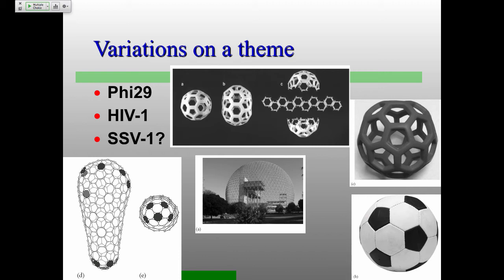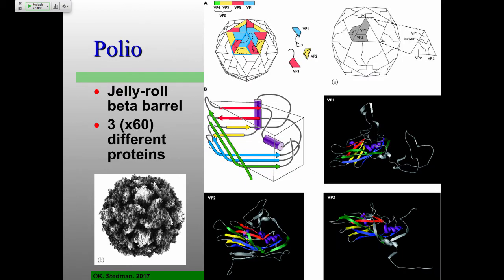I also used to ask people to go and find images of these kinds of icosahedra, and so people would find something like this, or they found Epcot Center. If anyone's interested, go and look at Epcot Center, tell me what the T number is. Actually, no, we went through that previously. But let's look at some much more interesting versions, much smaller, of course. Some real versions of these icosahedrally symmetric particles.